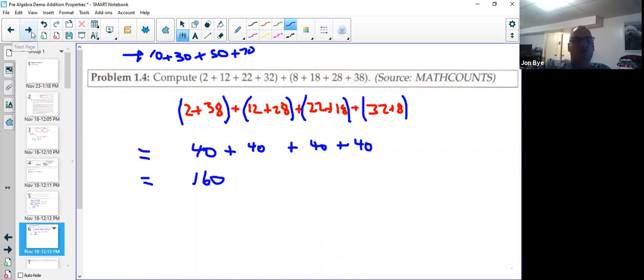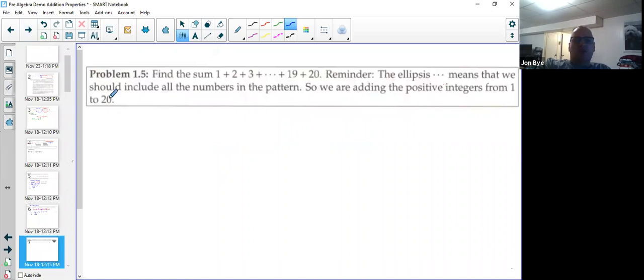Okay, let's look at another one. So we want to find the sum of the numbers from 1 through 20, and we're going to include the ends. All right, so we're going to add 1 plus 2 plus 3 plus 4. So you could start going, 1 plus 2 is 3, right? And then 3 plus 3 is 6. Or you could make them all like 20.